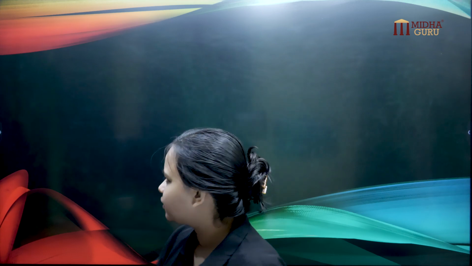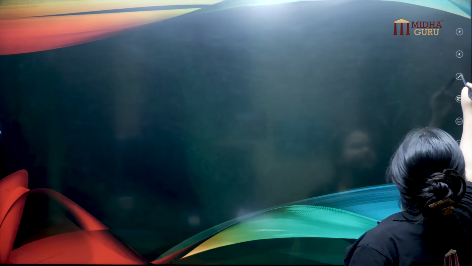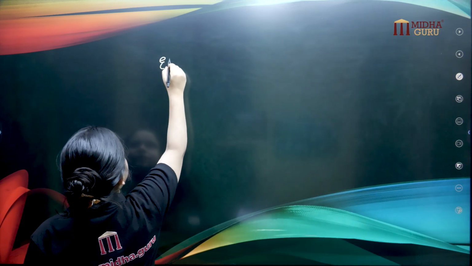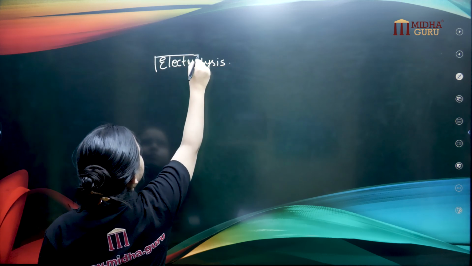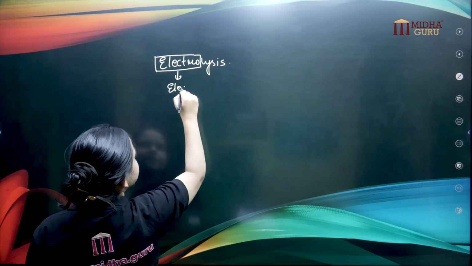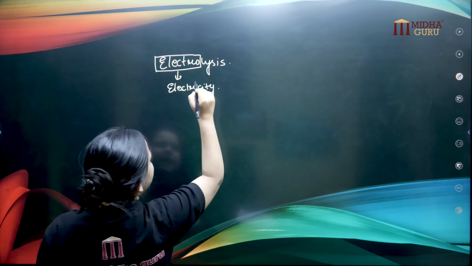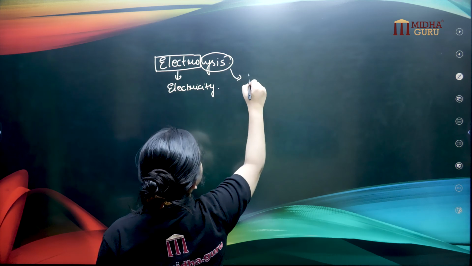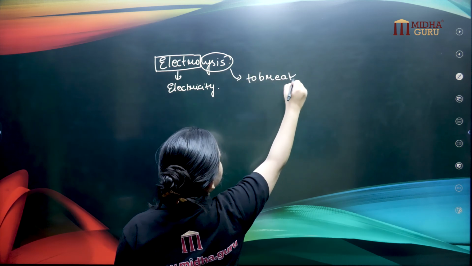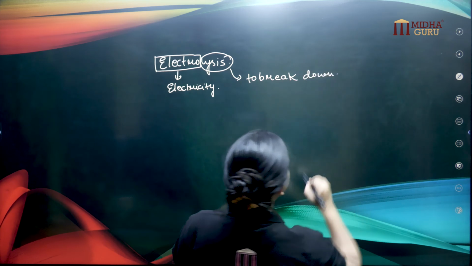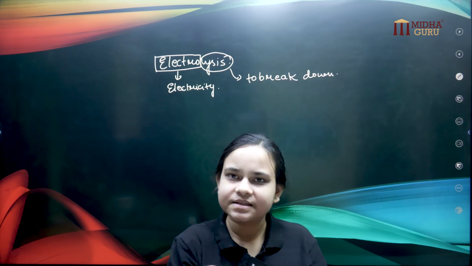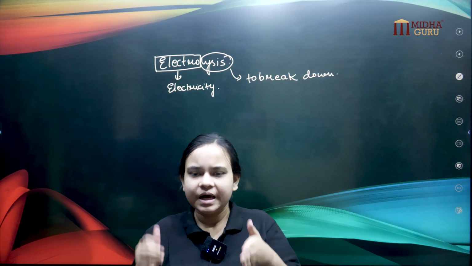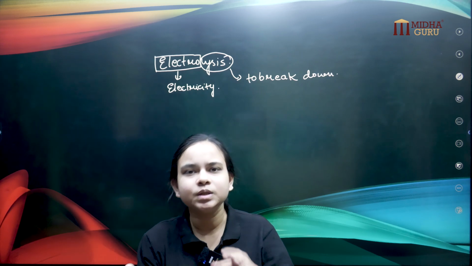So what is electrolysis? What do we understand with the term electrolysis? Electrolysis. This term, electro, means electricity, and lysis means to break down. That means if we provide electricity to some compound, it will dissociate, hence it will break down into its individual components.